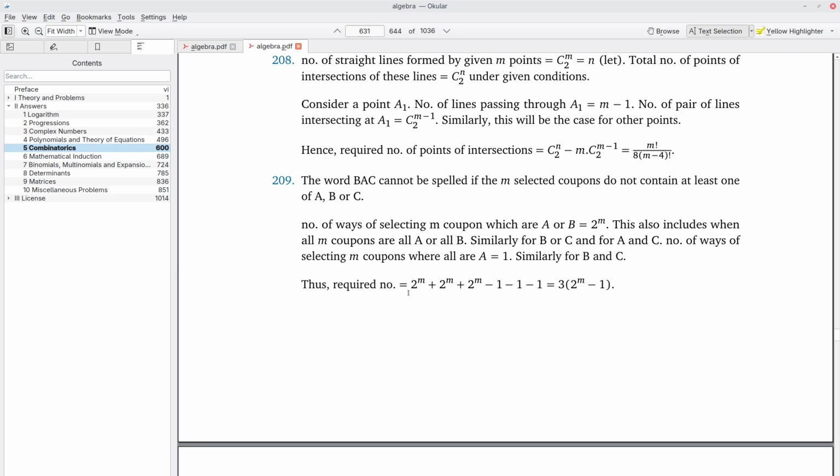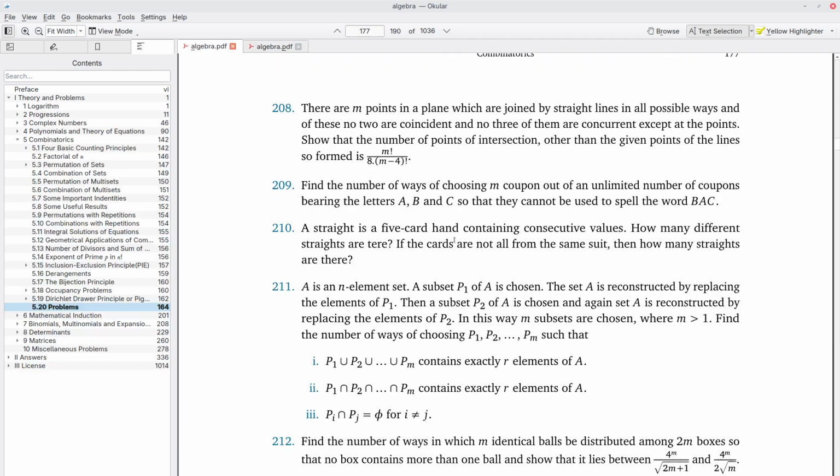Therefore, the required number would be 2 to the power M plus 2 to the power M plus 2 to the power M minus 1 minus 1 minus 1. That is 3 multiplied by 2 to the power M minus 1.